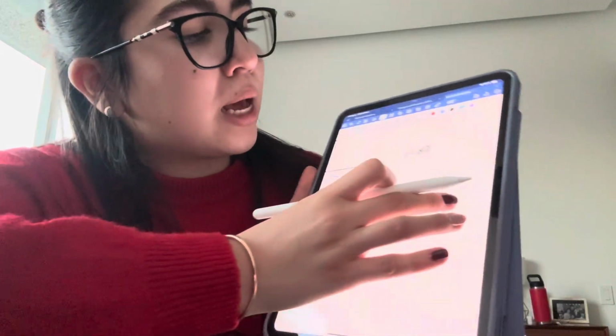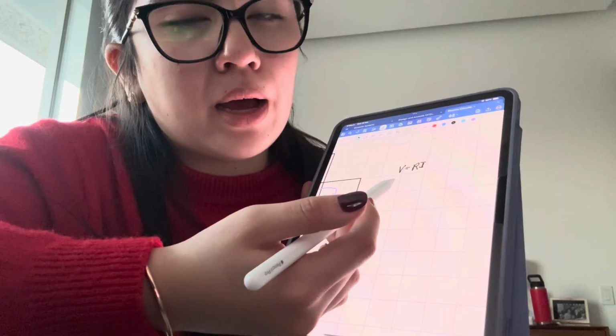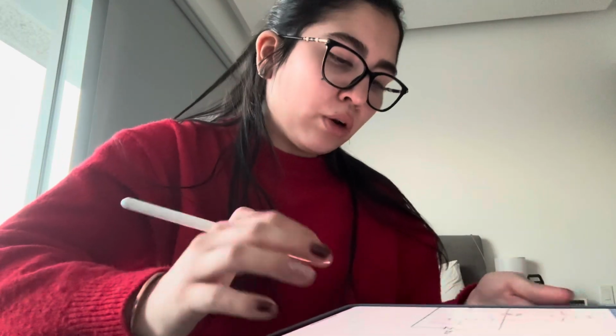We also know that voltage is equal to resistance times current, and that the sum of all the voltages in a circuit is equal to 0. Therefore, we analyze each loop. We start with the first loop.